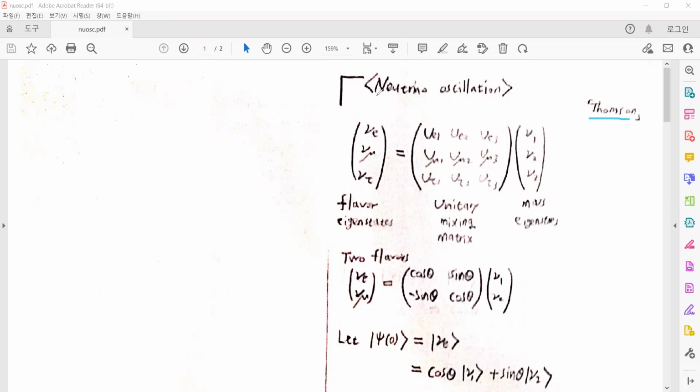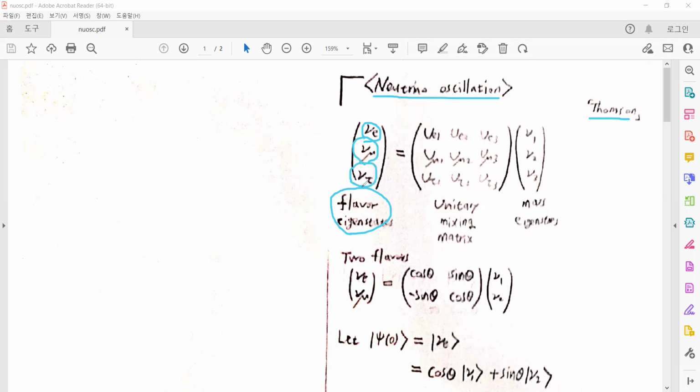So today's topic, as I already mentioned, is neutrino oscillation. I have taken multiple courses on high-level physics, so it is familiar to me. There are two kinds of neutrino eigenstates. The first is the flavor eigenstates: electron neutrino, mu neutrino, and tau neutrino.